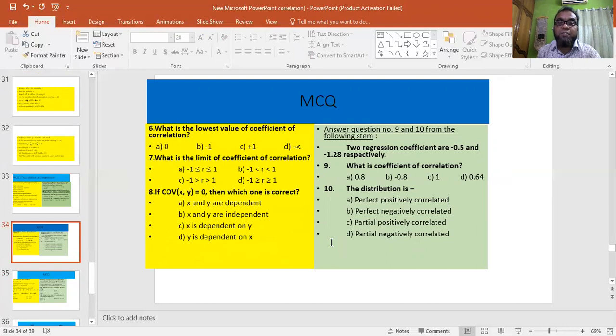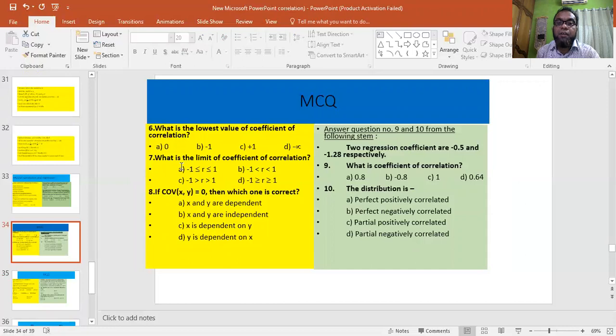What is the lowest value of coefficient of correlation? You know from the properties of coefficient of correlation, it lies between -1 to +1. So the lowest value of coefficient of correlation is -1. Answer is B.